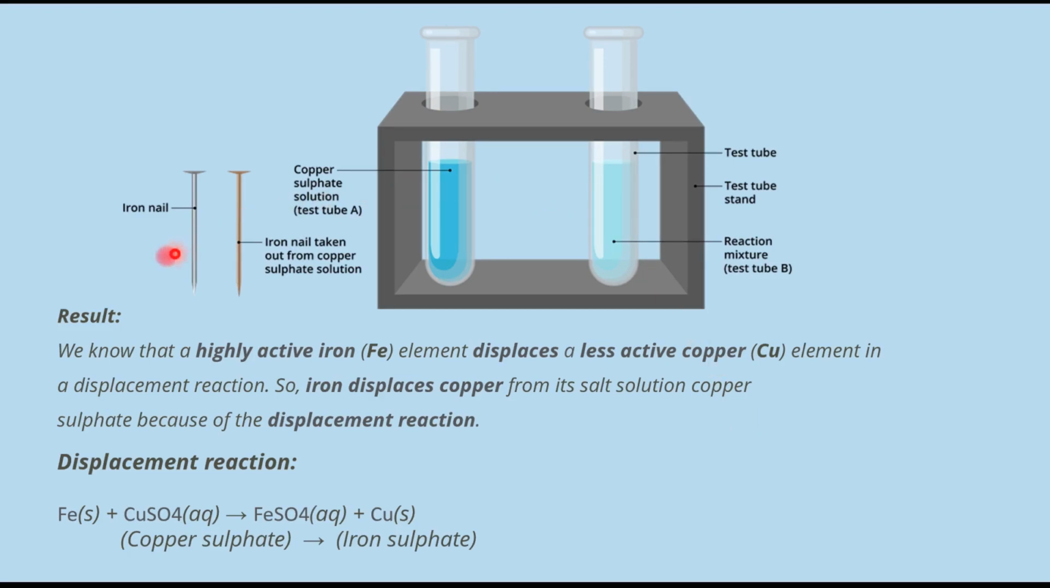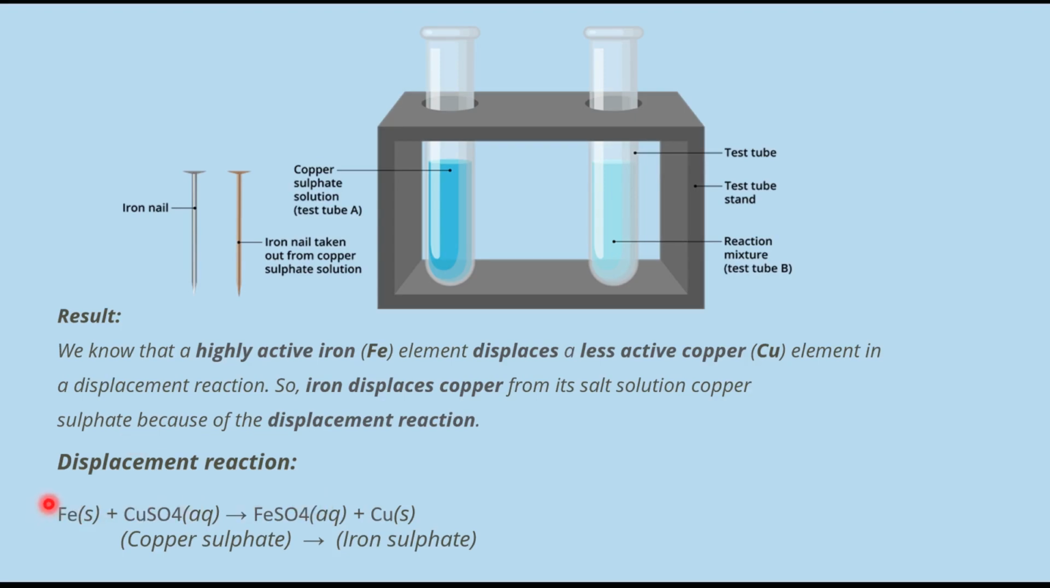Dear student, now we can summarize the activity in this way. We have known that the iron element is very active and it displaces a less active copper element. Here, the copper element is displaced by the highly active iron element. In this reaction, iron displaces copper from its salt solution, copper sulfate.